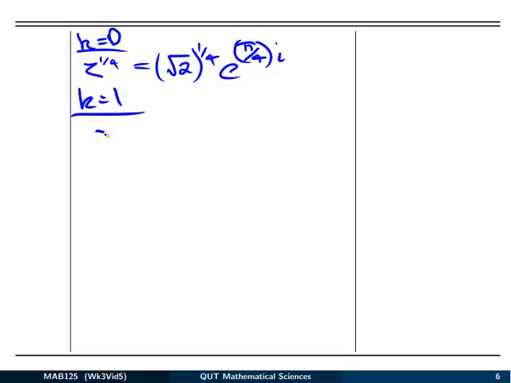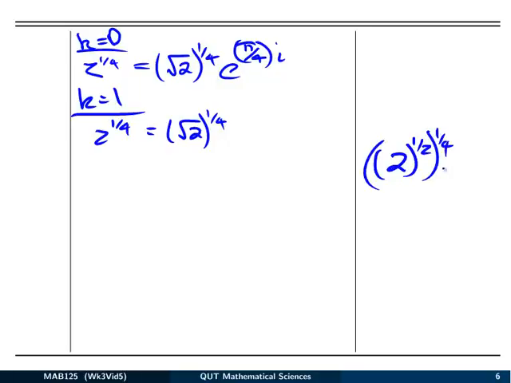k equal to 1 is going to be z to the 1 on 4. If you like, you can put little subscripts down here, 0 and 1 or whatever, but I'm not going to bother with that because they're all just values of z to the 1 on 4. So again, we've got root 2 to the 1 on 4. Remember, root 2 is just 2 to the half, so 2 to the half to the 1 on 4. Let's actually write that as 2 to the 1 on 8, just to make it a bit neater. 2 to the 1 on 8.